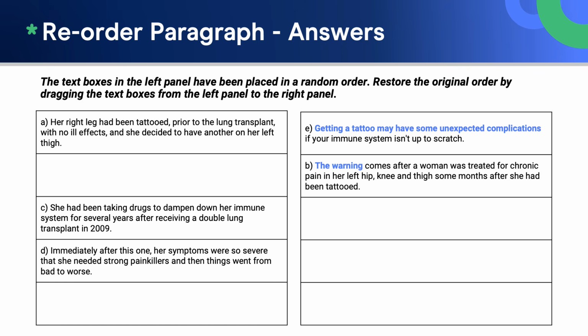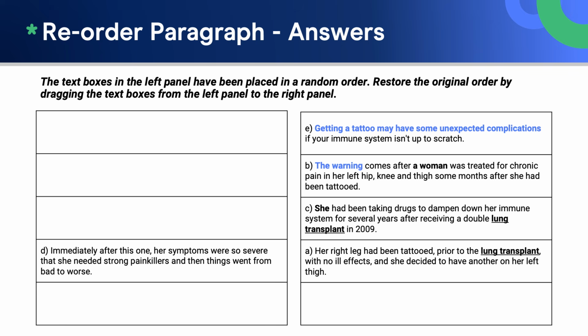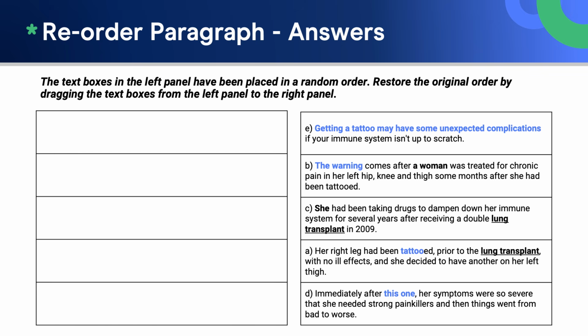The second sentence is B. You can see here that the phrase the warning in the second sentence is kind of summarizing the first sentence. The following sentence is C. Here the pronoun she is referring back to the second sentence where the phrase the woman was used. The following sentence is A, and we have two ways of knowing this. First, there is a use of the pronoun her and also the repetition of the phrase lung transplant. And the final sentence is D. The phrase this one relates back to the word tattoo.